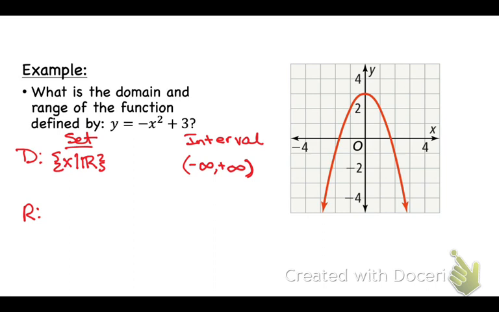Okay. Range. Now range are the y's. So you're looking at a graph. Range is so much easier with a graph, guys. So the max is 3, yes? And everything else is below. So where's my minimum? Negative infinity. And where's my max? Positive 3. So y such that y is less than or equal to what? Positive 3.